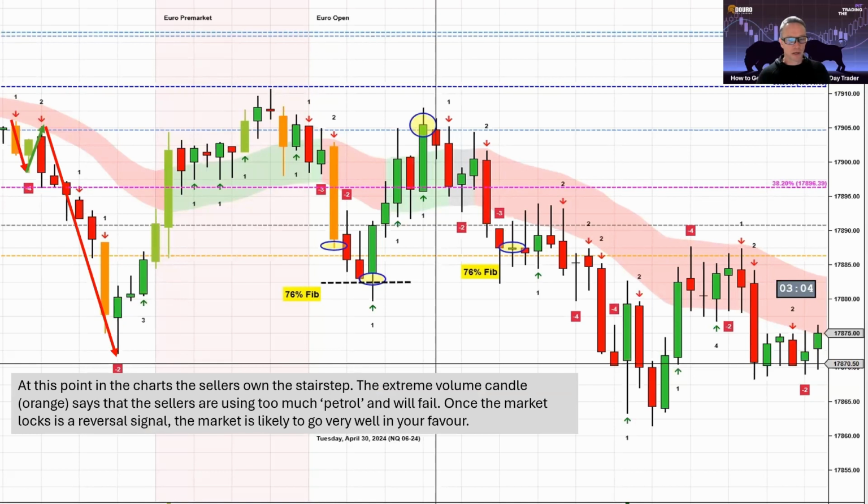Let me start again because I want to read off that little paragraph down the bottom there. At this point in the charts, the sellers own the stair step. The extreme volume candle, that's the orange candle, says that the sellers are using too much petrol, too much volume in the market, and they are highly likely to fail. Once the market locks in a reversal signal, the market is likely to turn around and go straight back the other way.